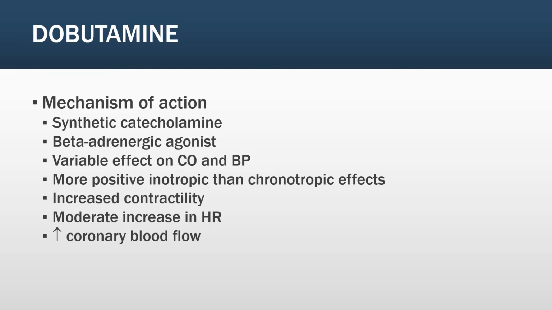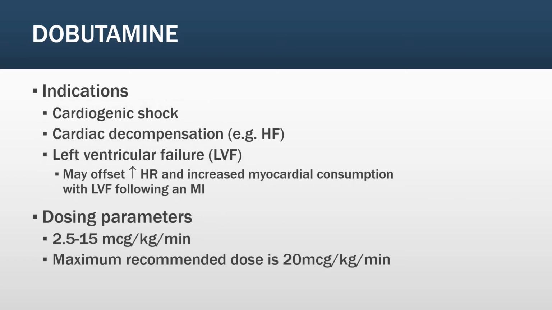Dobutamine also has more inotropic effects than chronotropic effects, which reduces the myocardial workload, increased with an increase in the heart rate. These effects and the increase in coronary blood flow make this an ideal drug for heart failure and cardiogenic shock. So basically any disease pathology where the desired effect is primarily the increase in contractility, you can use dobutamine.